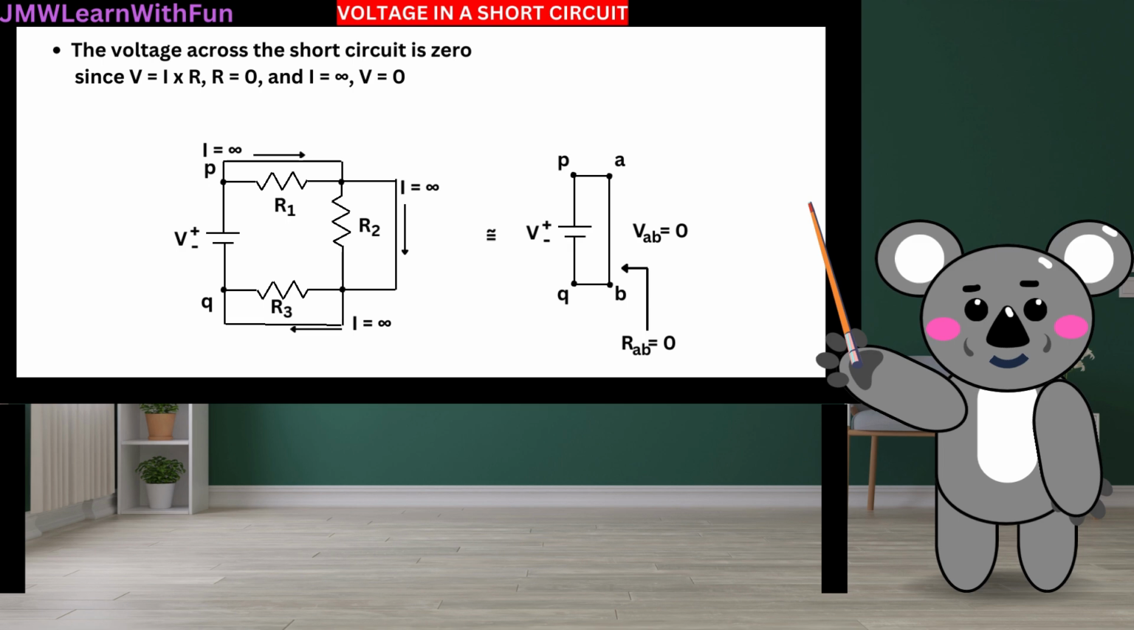The voltage across the short circuit is 0, since V equals I into R equals 0, and I equals infinite, V equals 0. The figure shows that as each of the 3 resistors R1, R2 and R3 is shorted, the current I from point P to Q is infinite. The equivalent circuit is the battery whose terminals are shorted. The resistance R_AB is 0, so the voltage V_AB is 0.